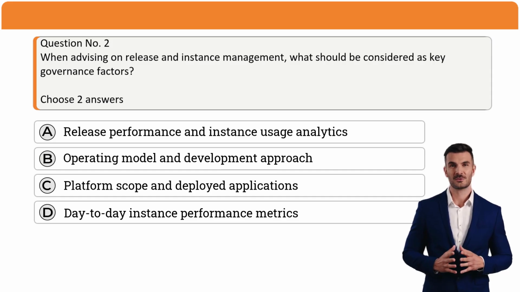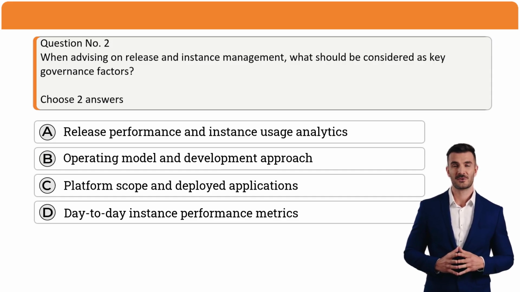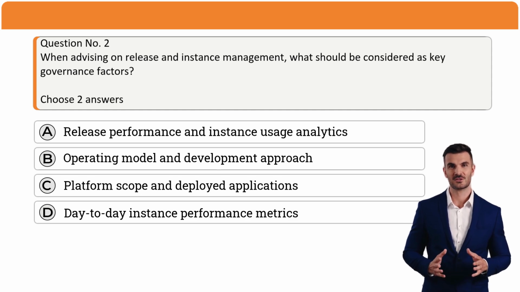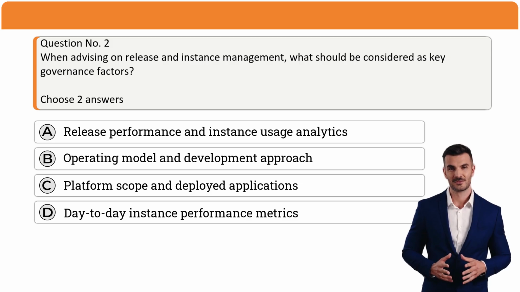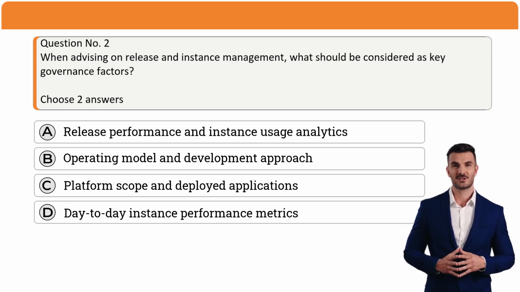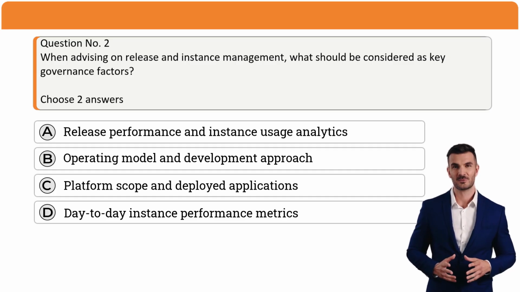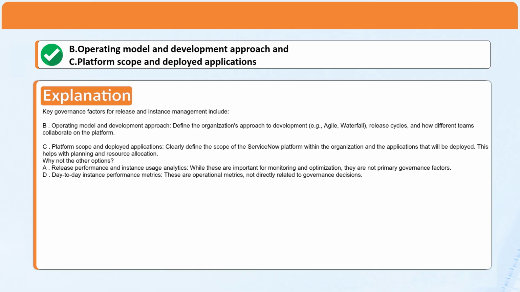Question number 2. When advising on release and instance management, what should be considered as key governance factors? Choose 2 answers. A. Release performance and instance usage analytics. B. Operating model and development approach. C. Platform scope and deployed applications. D. Day-to-day instance performance metrics. Correct answer. B. Operating model and development approach, and C. Platform scope and deployed applications.